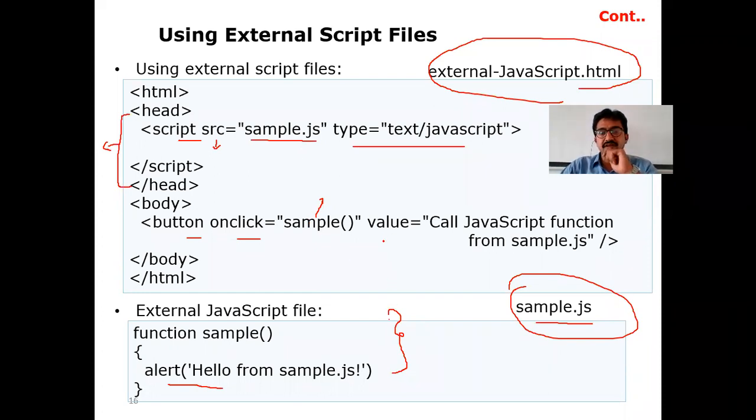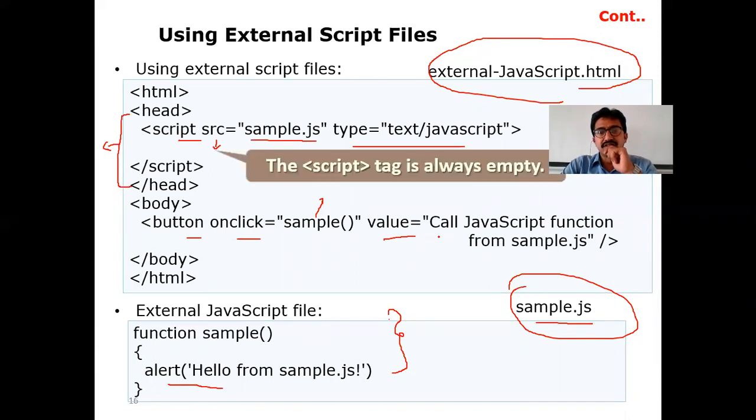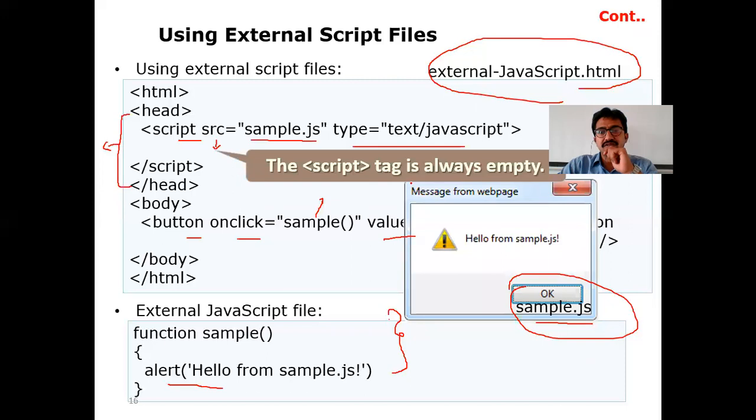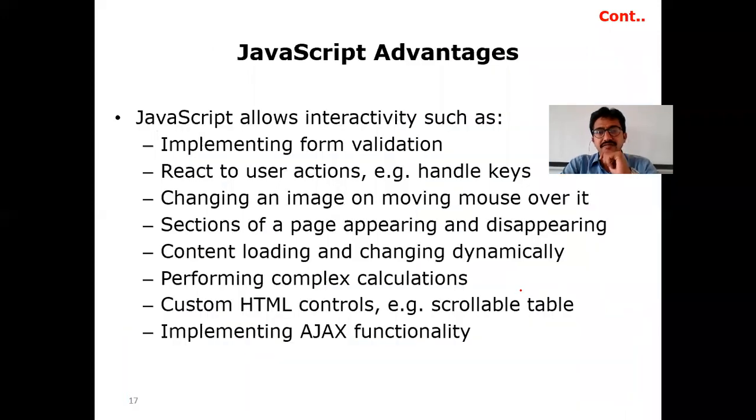Now the value here on the button is "call JavaScript function from JS". Now the src tag is always empty. Now this is the dialog box. Once you click on the button, it will call and show "hello from JS". This is the output we get, what we wrote in the alert box. And if you click on OK, it will go. So like this, we can also create external JavaScripts.